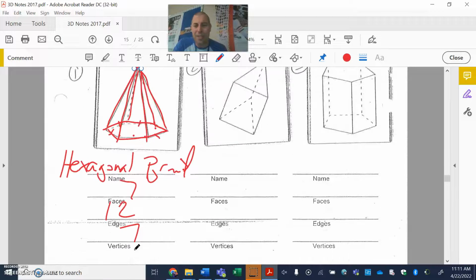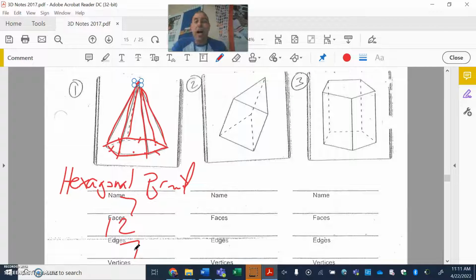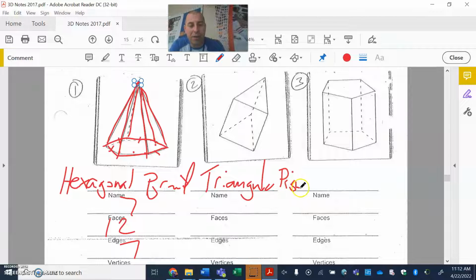Oh, let's go back up. Let's hit the guy that's right next to it. All right. This is what we call a triangular prism. Prism, because it's got the same shape on the top and the bottom. It's got the rectangles wrapping around it, and they're triangles on the top. So yes, triangular prism.